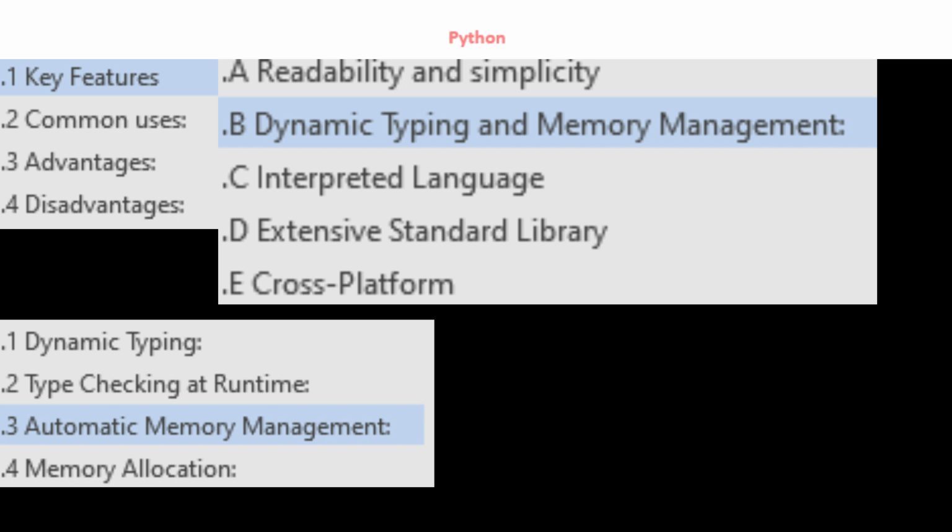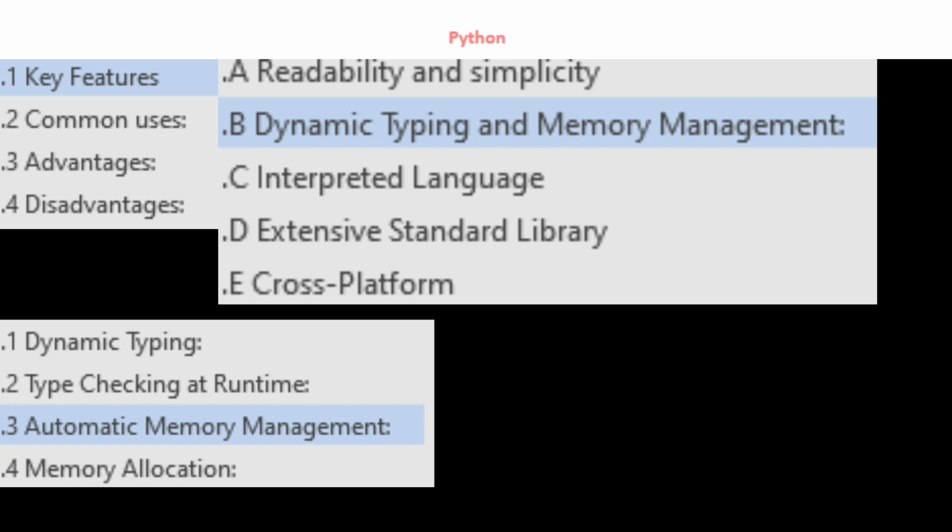Python uses an automatic garbage collector to manage memory. It reclaims memory occupied by objects that are no longer in use, preventing memory leaks. Example: unreferenced objects are automatically detected and deleted, freeing up memory without explicit deallocation by the programmer.